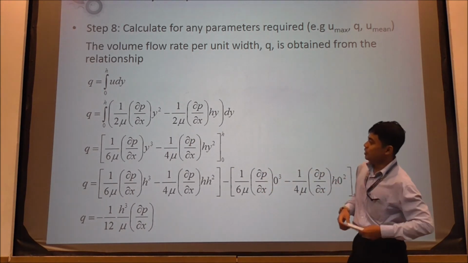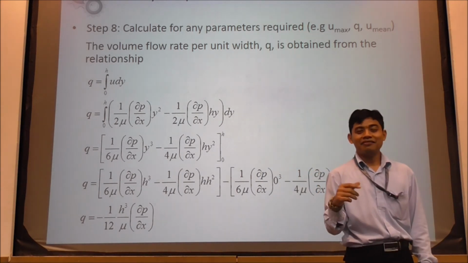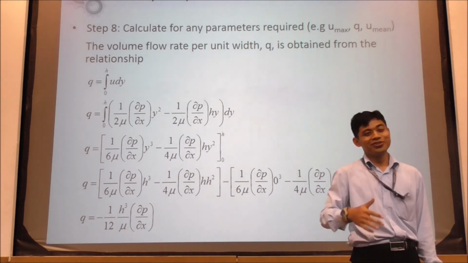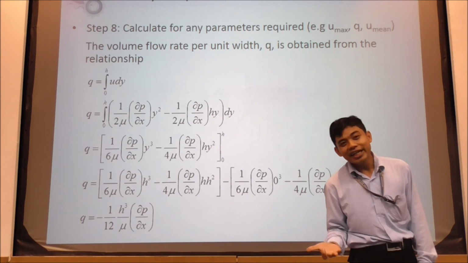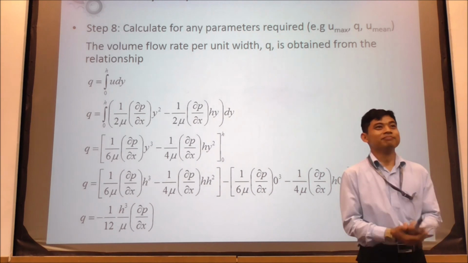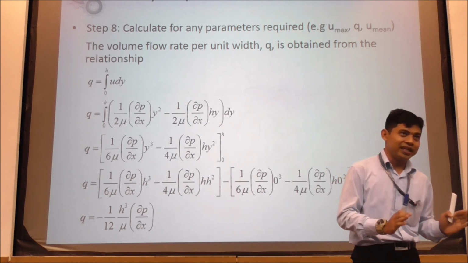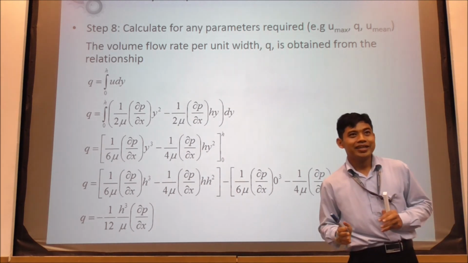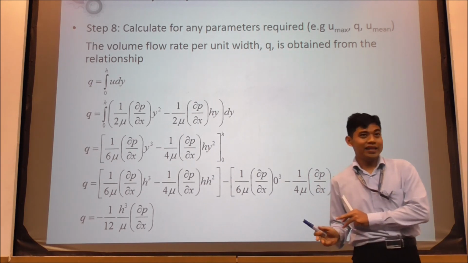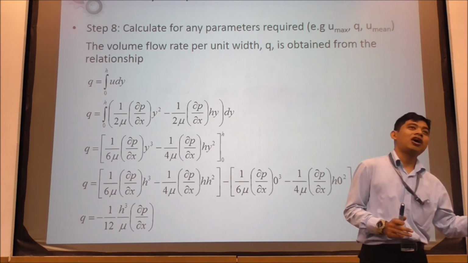Okay, so now, just an advice from the old man. Most of my students do not know how to distinguish between derivation and integration. So be careful with that. Okay, so if you are to calculate maximum velocity, you need to take the derivation. Then you get the location. After that, you can get your velocity. But for the flow rate, you need to take the integration of u.